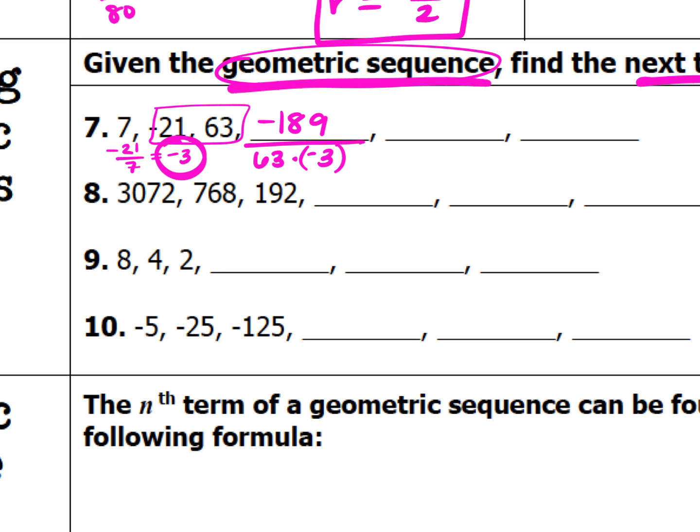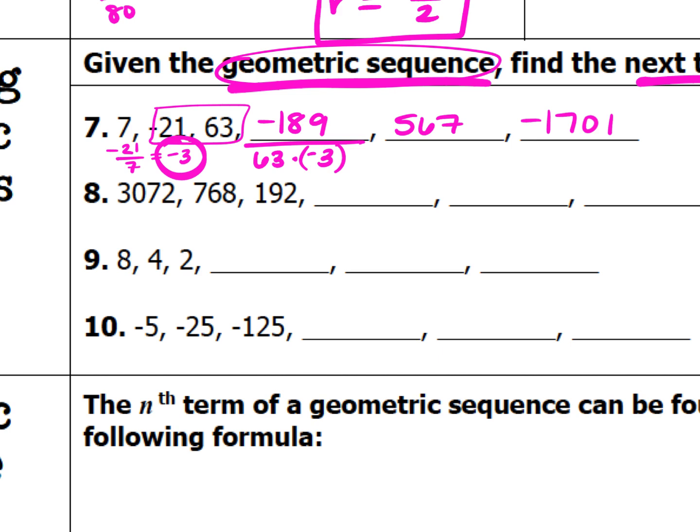Okay, how are you going to find your next one? Multiply by negative 3 again. So just leave it in your calculator. You should have a negative 189 there. Just go times negative 3. And you get 567. Okay, do it one more time. Times negative 3. And you get negative 1701. Okay, so you are constantly multiplying by the R. Does that make sense? All right, tell me how you would find R on number 8.